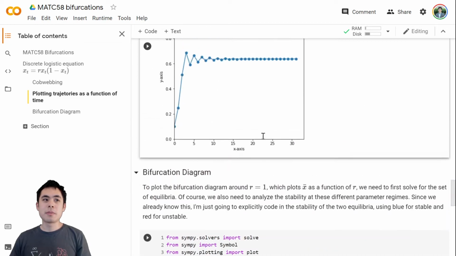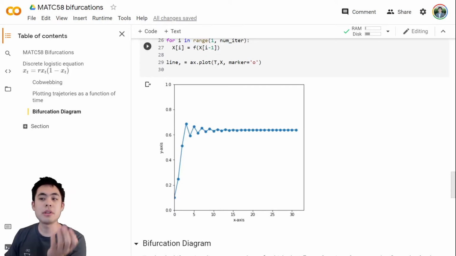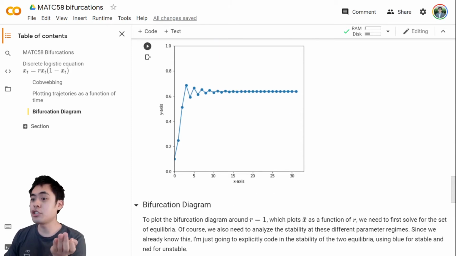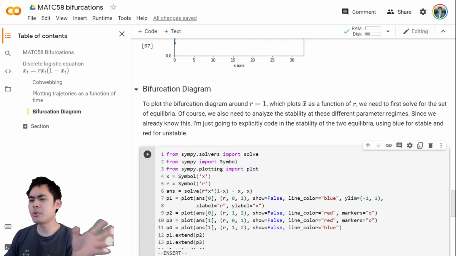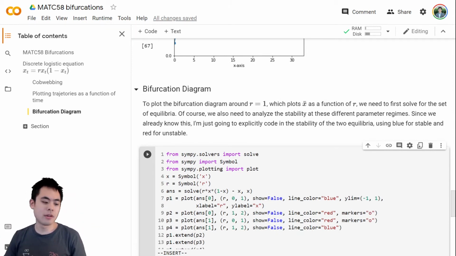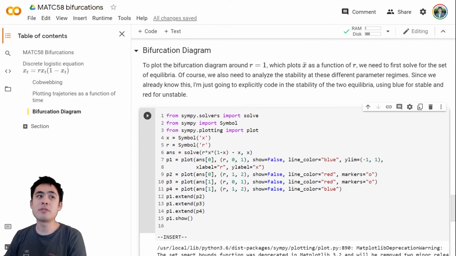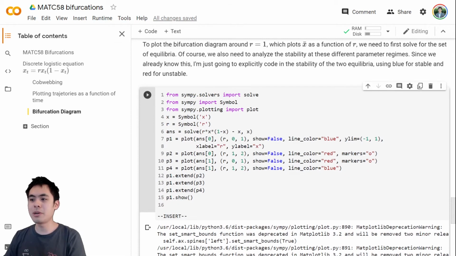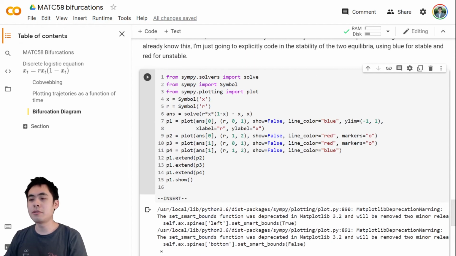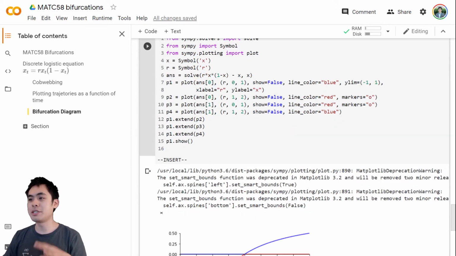One of the other things you can do is plot a bifurcation diagram like we discussed in the other video. We're only going to plot this around r equals 1 because it gets super complicated when r gets larger and you get all of the various period doubling bifurcations. This plots x bar as a function of r. We first need to solve for the set of equilibria, and we can do this symbolically. And I colored the different lines based on the stability in those regions, based on what I already know.